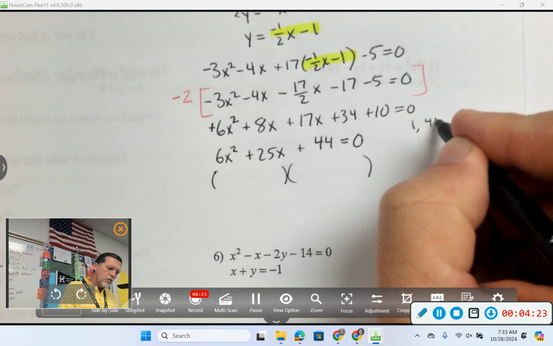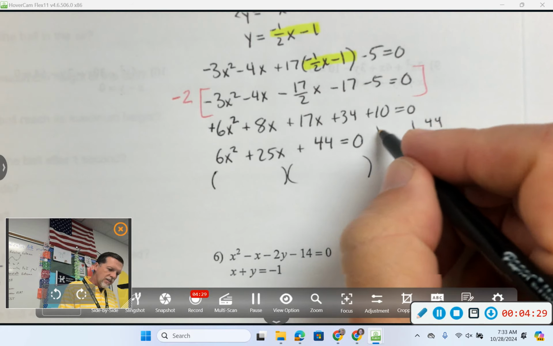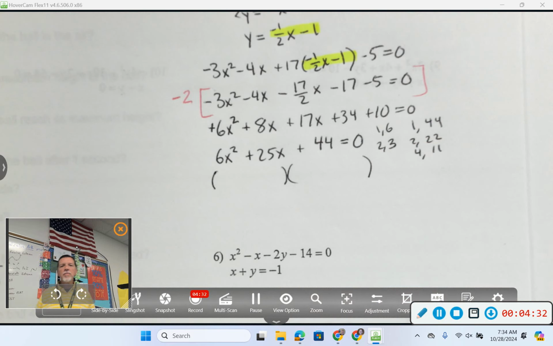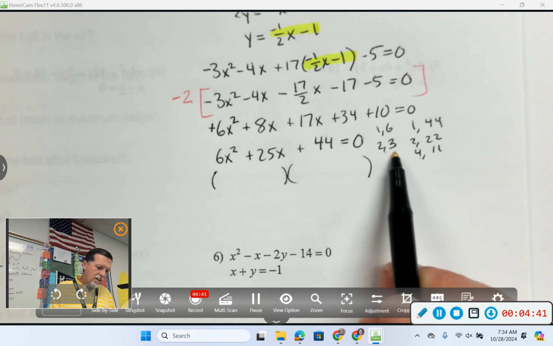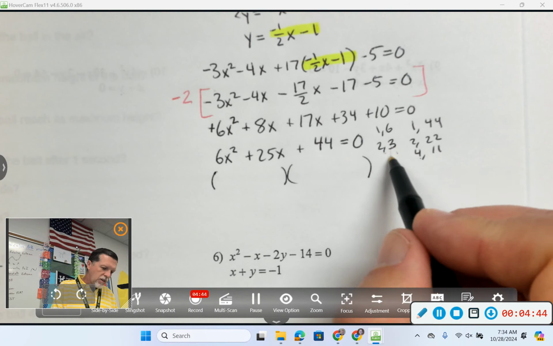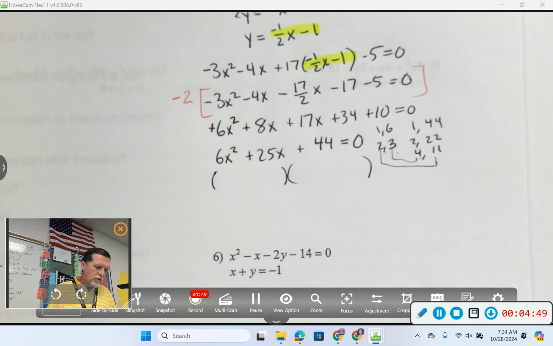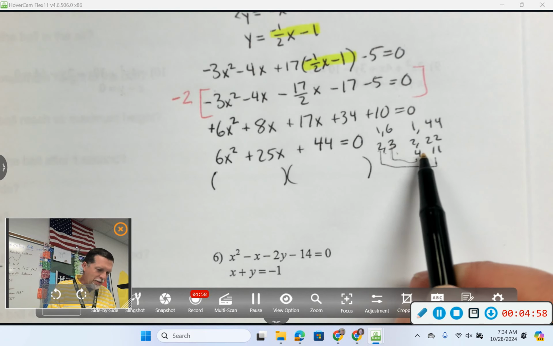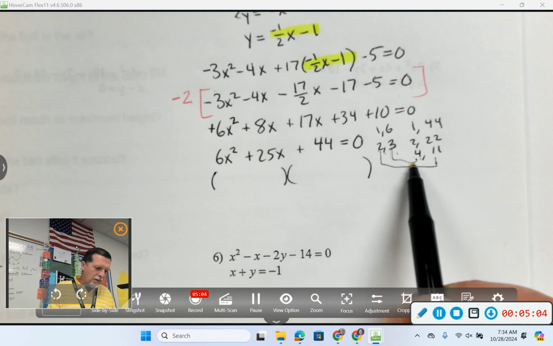44, a 1 and 44. 2 and 22, 4 and 11, 6, I'd have 1 and 6, 2 and 3, and I got to come up with some way to combine those to make 25. Let's see, 3 times 4 is 12, but 12 and 22 does not make 25. I don't know what it makes, but not 25. 33 and 8, that wouldn't work either. No, I don't actually think that one. Nope. I don't think this is going to get me anywhere.